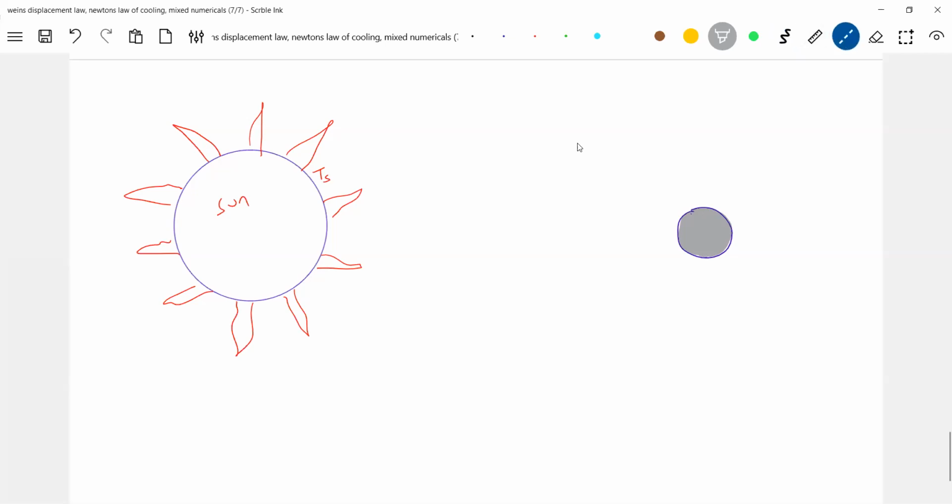Okay, for that I'm going to take help of the basic concepts that we know. Let the radius of the earth be RE, radius of the sun, let it be RS. The distance from the sun to the earth, let this be X. I know the distance, I'm able to calculate that one. How to calculate the surface temperature of a sun? Treat this sun as a black body. We are going to treat sun as a black body.